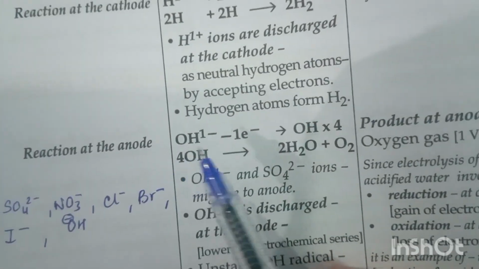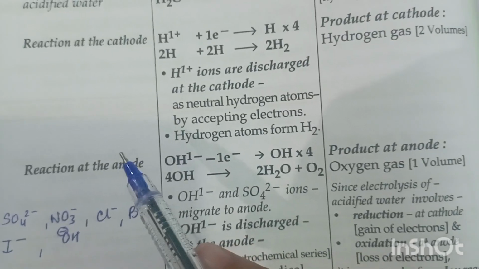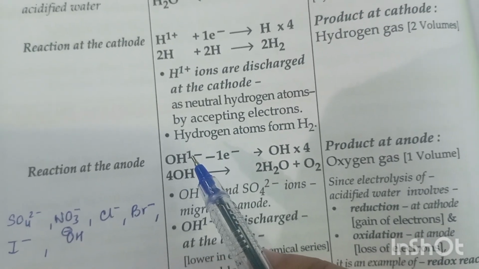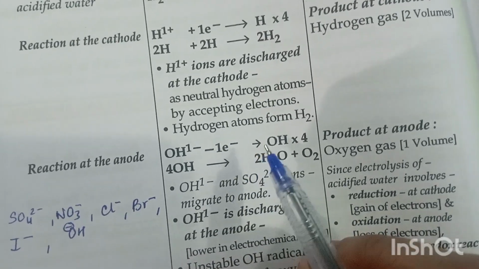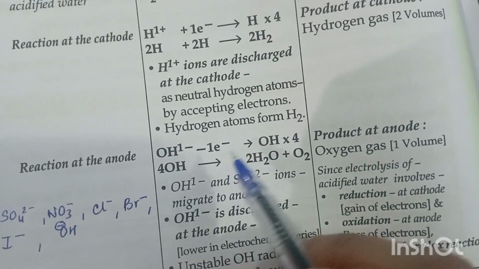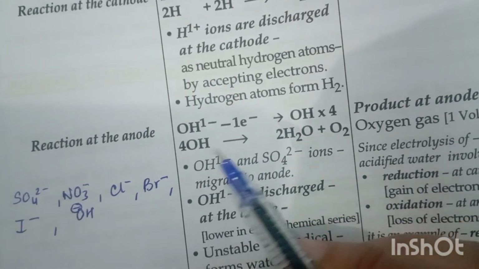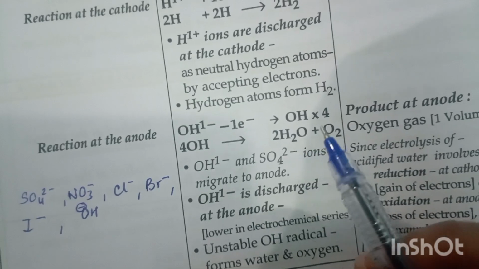Now the reaction at the anode. Which one is the negative ion? Hydroxyl is the negative ion, and it will move toward the positive electrode, that is the anode. So the hydroxyl ion will get discharged. How will it get discharged? By losing its electron and getting converted into OH. Now this OH is unstable, so it will react with another OH molecule and get converted into water and oxygen gas.